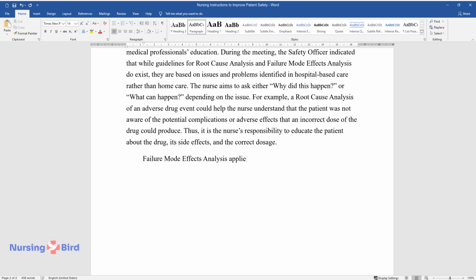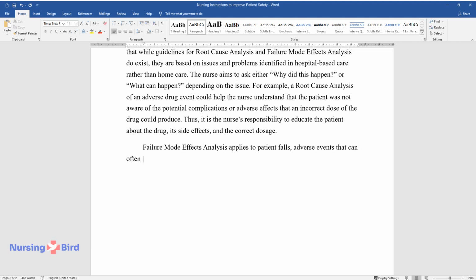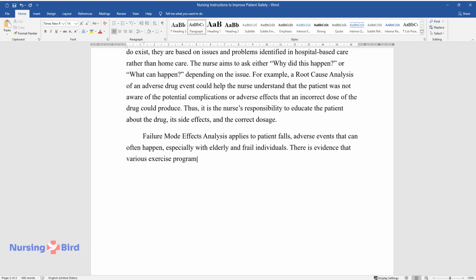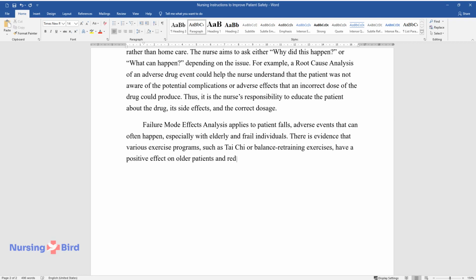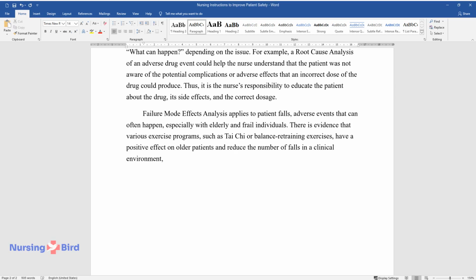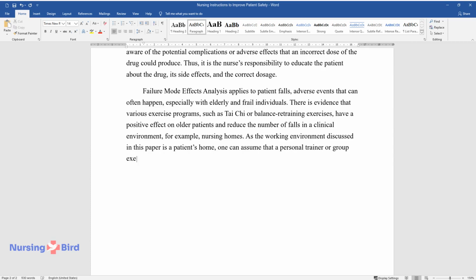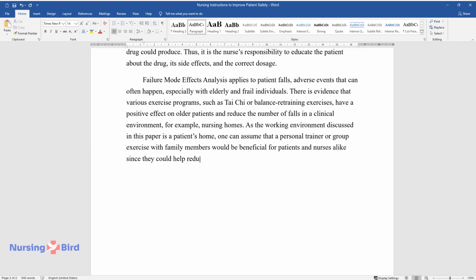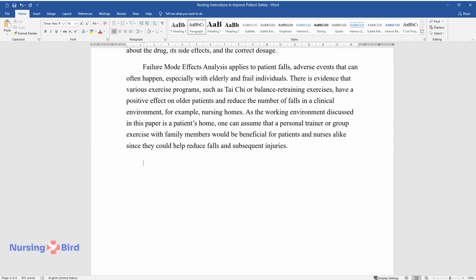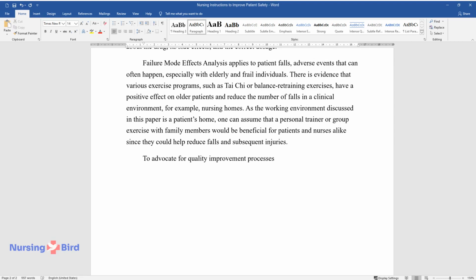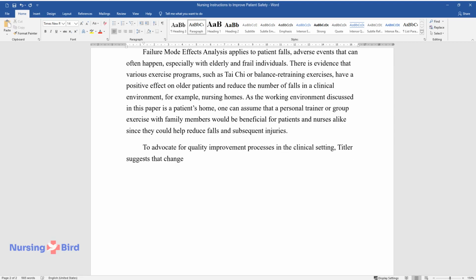Failure mode effects analysis applies to patient falls, adverse events that can often happen, especially with elderly and frail individuals. There is evidence that various exercise programs, such as Tai Chi or balance retraining exercises, have a positive effect on older patients and reduce the number of falls in a clinical environment, for example, nursing homes. As the working environment discussed in this paper is a patient's home, one can assume that a personal trainer or group exercise with family members would be beneficial for patients and nurses alike since they could help reduce falls and subsequent injuries.